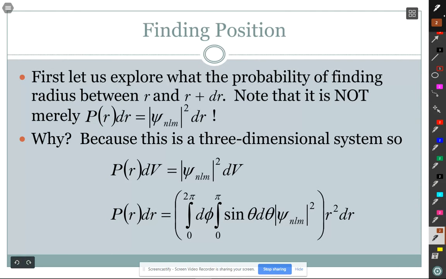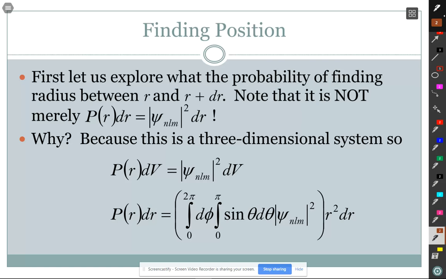So we looked at this yesterday when we looked at orbitron. If we want to find the probability of the electron being r distance away from the nucleus, we can't just take psi mod squared, dr. That's not going to be the probability because it's a three-dimensional problem and I was looking at it one-dimensionally. We have to put dv.